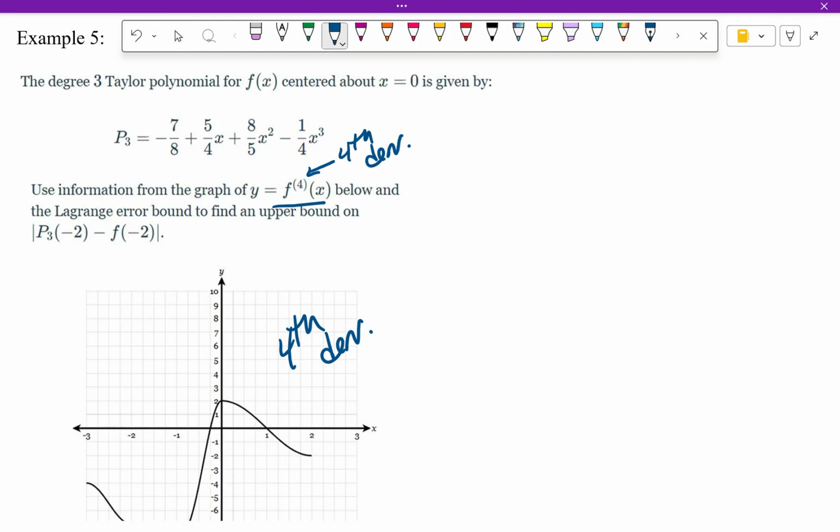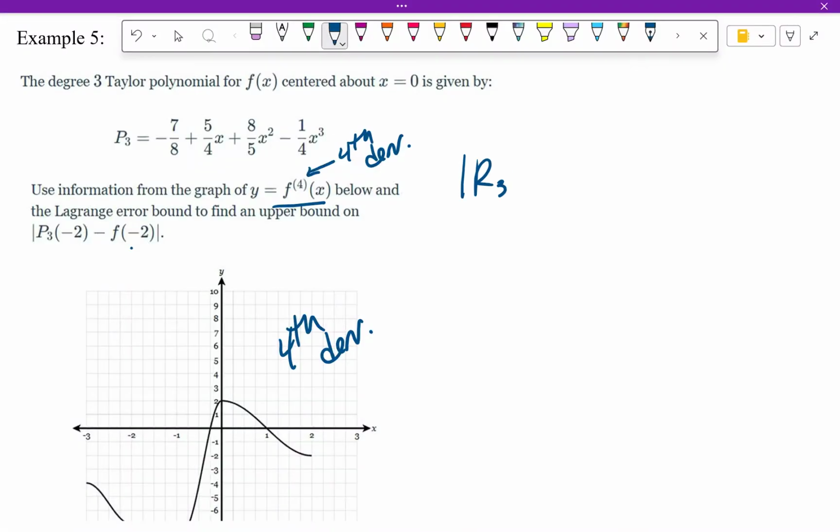That's important because they gave us degree 3, and remember, our error comes from the first omitted term, the one that we skip. Okay. And the Lagrange error bound to find the upper bound on P sub 3 of -2 minus f of -2. So remember, this is the actual minus the estimate, the error, is what they're talking about there. They just gave us a fancy thing for it. Okay. All right, it sounds like we've got to do the remainder formula again.